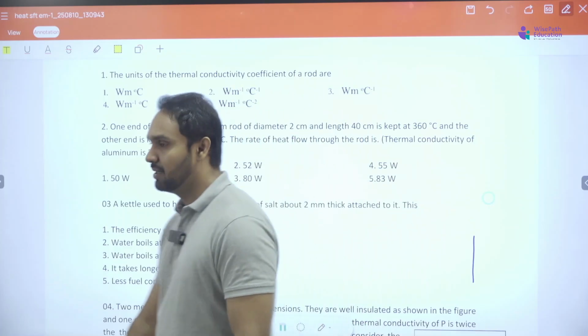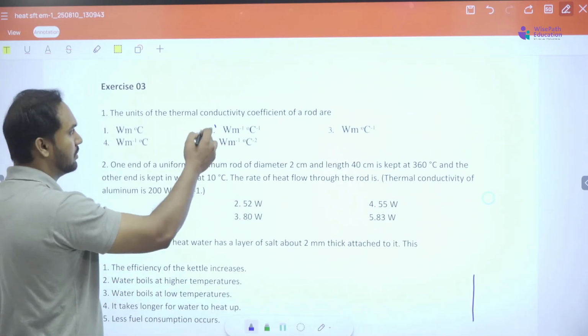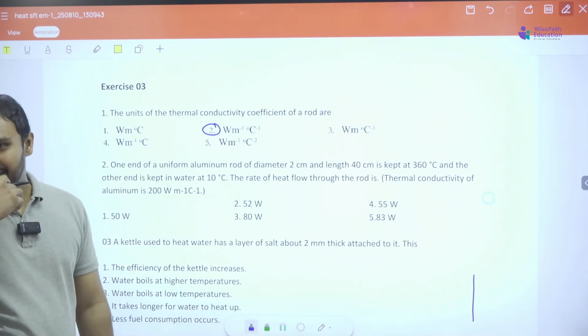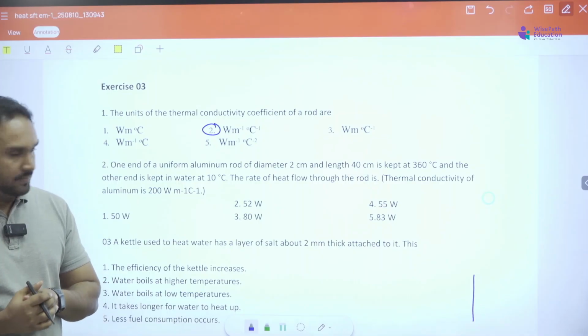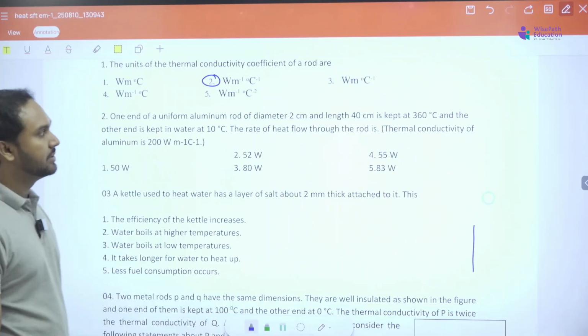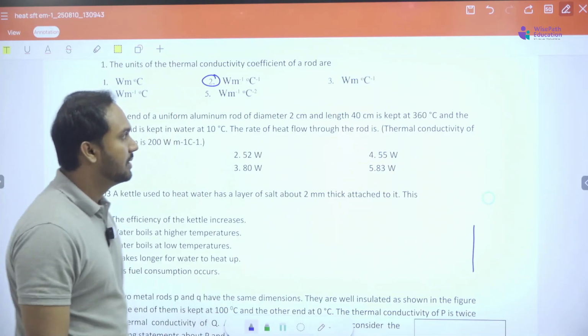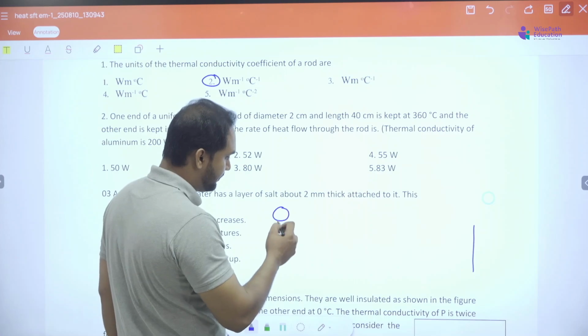We'll see. Hurry. Now the first question asked is 2, isn't it? So it's 2. Watts per meter per Celsius, or the correct one should be Kelvin. If it is in Celsius, even that is fine. Second one: the end of a uniform aluminium rod of diameter 2 cm and length 40 cm is kept at 360 degrees Celsius, and the other end is kept in water at 10 degrees Celsius. The rate of heat flow through the rod is, the thermal conductivity of aluminium is 200. So you simply have to put in the formula, that's all.